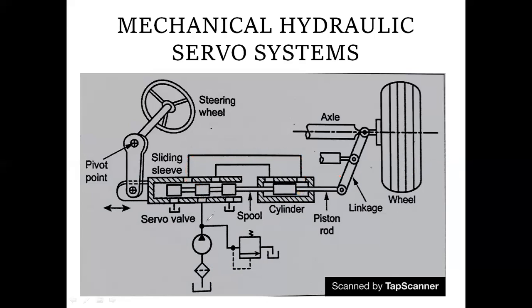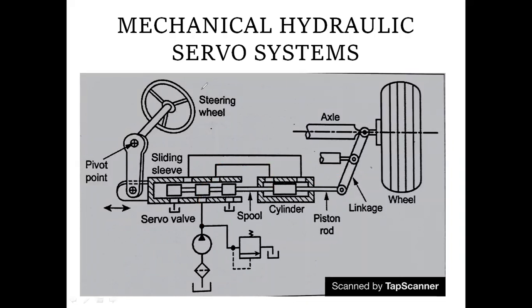This is one case. In another case, what happens? The oil flows in this spool in this way, and then it directs to the cylinder in this direction. Now what happens? It pushes the piston rod to the right side. When the piston rod moves to the right side, the linkage also moves to the right side. What happens? The wheel turns to the right. Depending upon this only, the movement of the wheel is actuated.